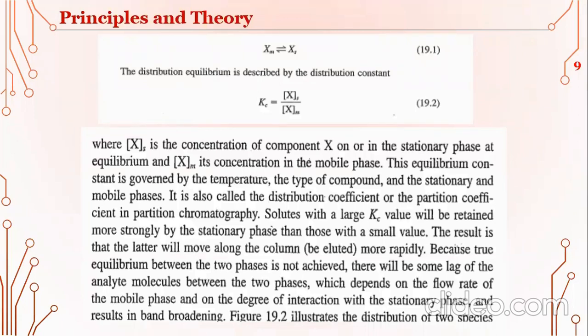So that means if the Kc value is more, the slower the movement will be, and if the Kc value is less, the faster the movement will be, and the elution will be there. Am I clear? Yes, sir. So that means there is an indirect relation between the movement and the Kc value.